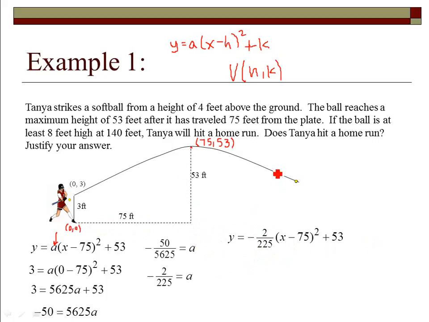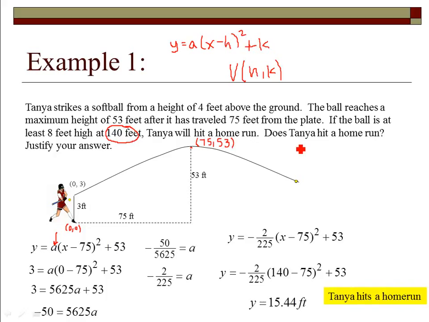Now I'm going to plug in when it's traveled 140 feet away from her to see if it's actually 8 feet high. So plugging in 140, we have 140 minus 75. We square that and then multiply it by negative 2 over 225, add 53. We do this on a calculator. We get 15.44 feet. Since that's greater than 8 feet, I'm going to say she hits a home run.